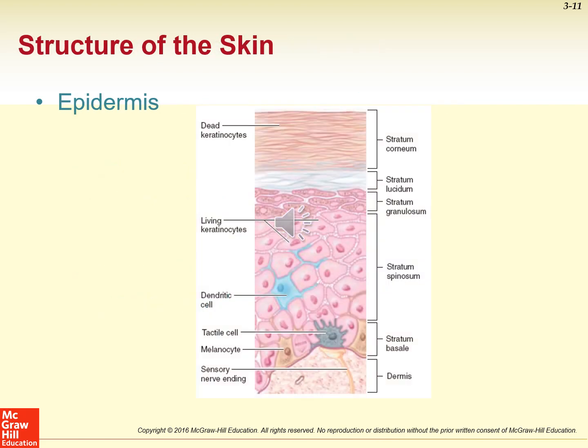Use figure 3.2 to identify the various layers of the skin. The stratum corneum is the outermost layer of the epidermis. It is made up of a layer of compact dead cells packed with keratin. These are dead cells with no nuclei. This is what is continually shed.